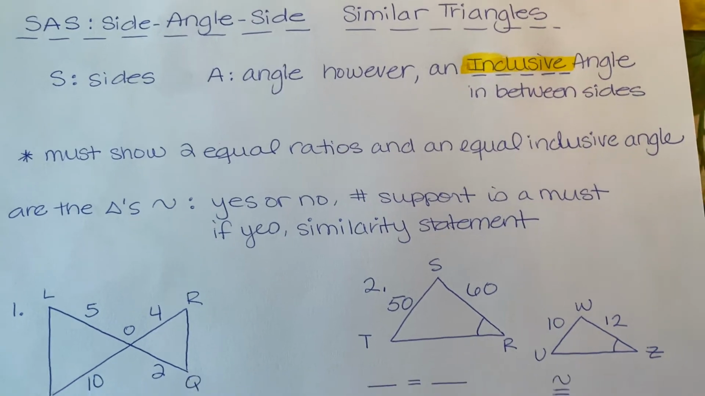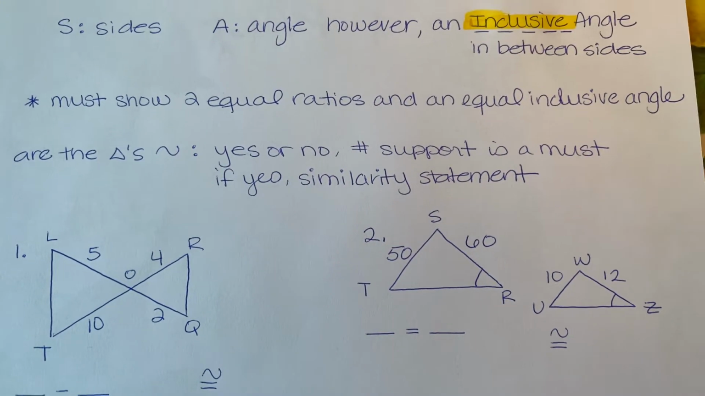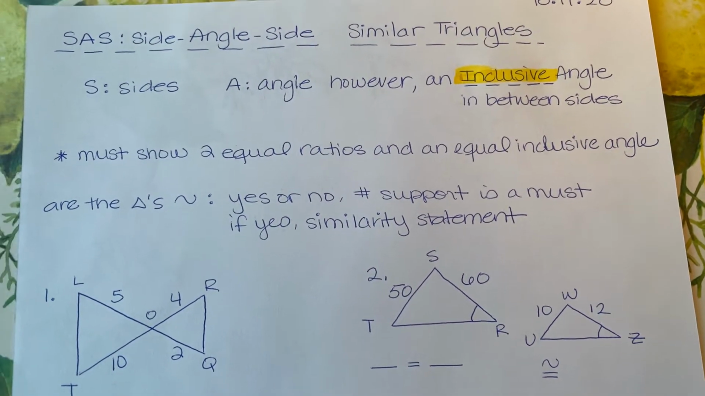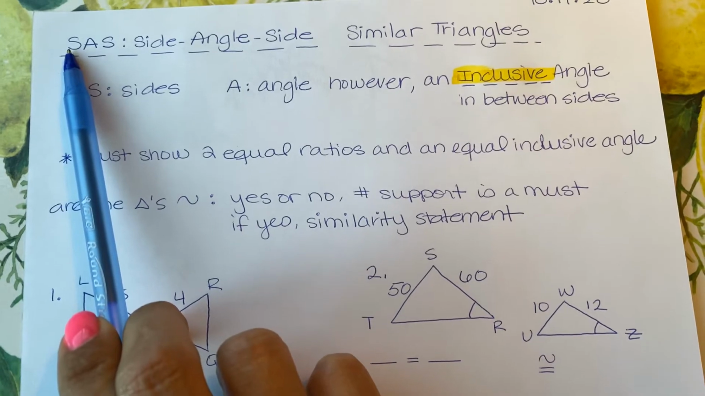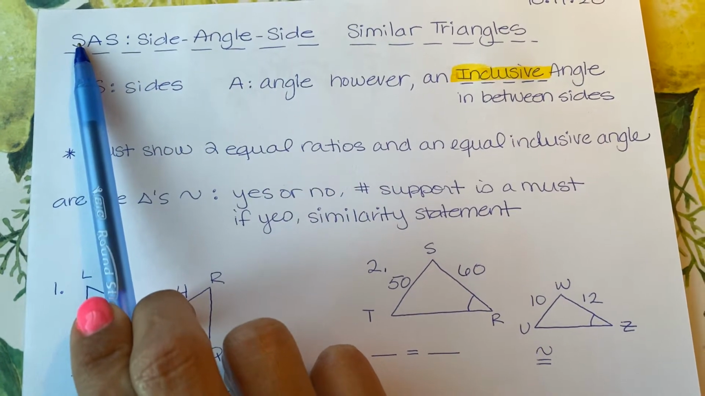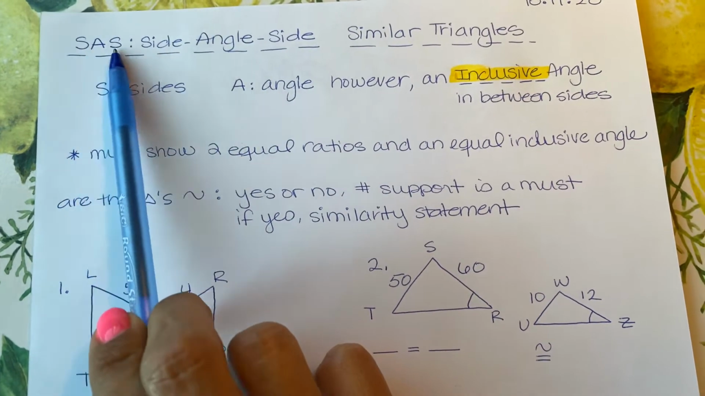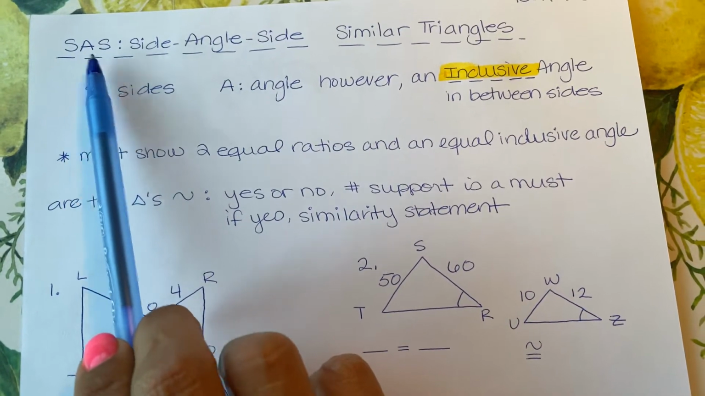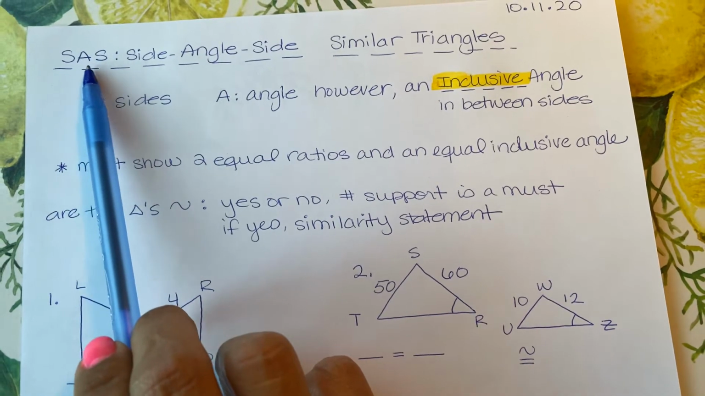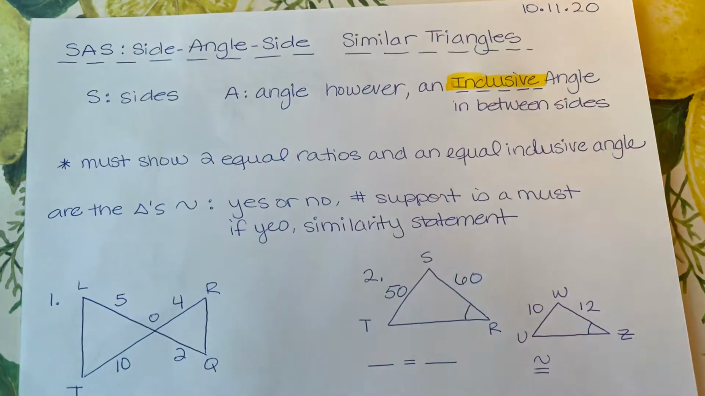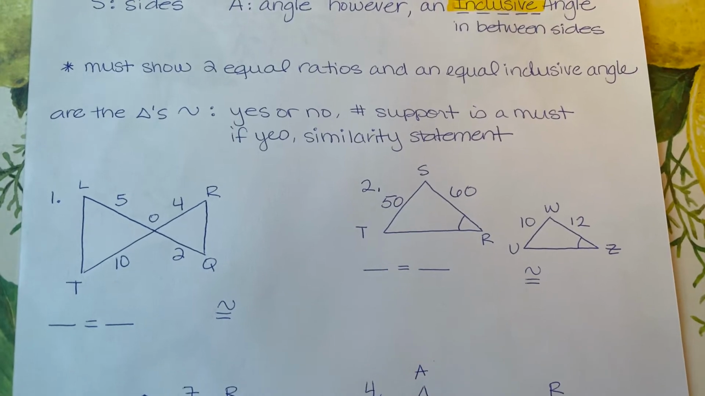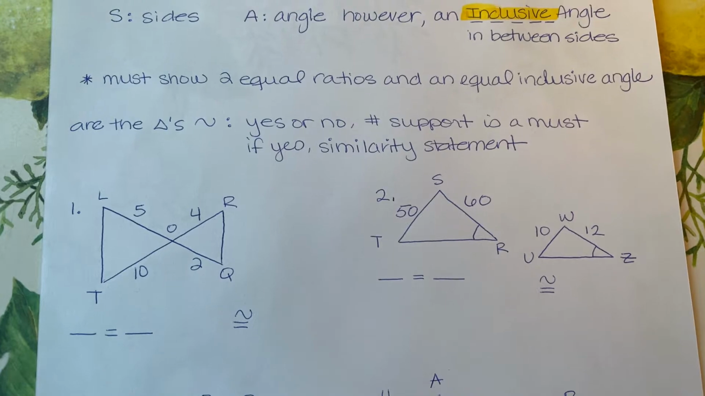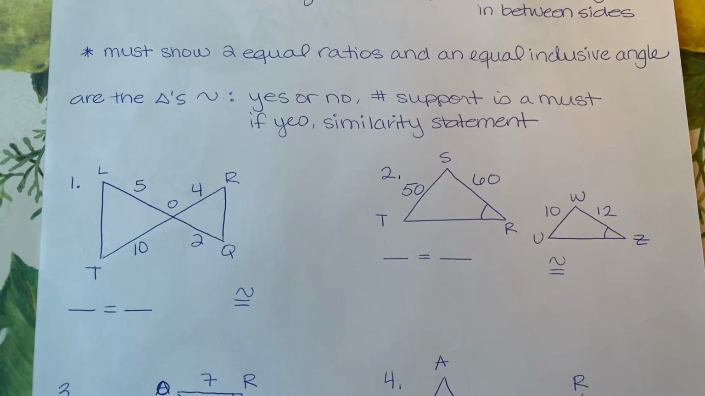Okay, so we're going to go through it. This is very much visual. You must show two equal ratios and an equal inclusive angle. Remember, for every side, there has to be a ratio. So these two ratios reduced down must be the same fraction or decimal, and this angle better be a pair of equal angles. Okay? All right, so are the triangles similar? Yes or no? Give me number support. It's a must. If yes, give me a similarity statement.